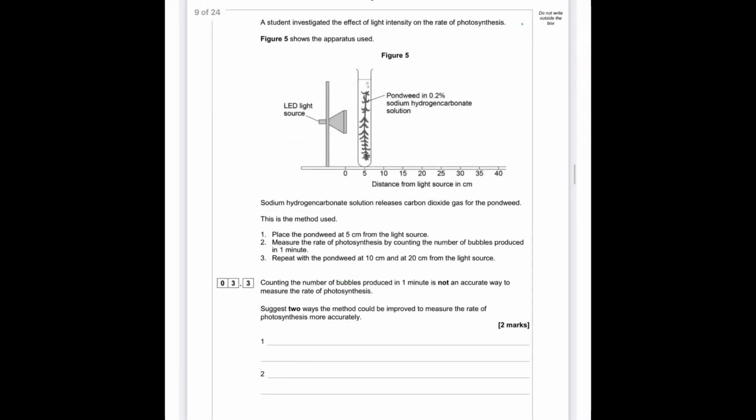Now, in this question, a student investigated the effect of light intensity on the rate of reaction of photosynthesis. So we have our light shining on the pondweed, and they're counting the number of bubbles produced. The plant is placed 5 centimeters from the light source. They're measuring the rate of photosynthesis by counting the number of bubbles in 1 minute, and they're repeating with the pondweed at 10 centimeters, 20 centimeters from the light source.